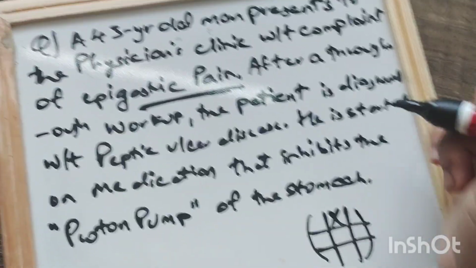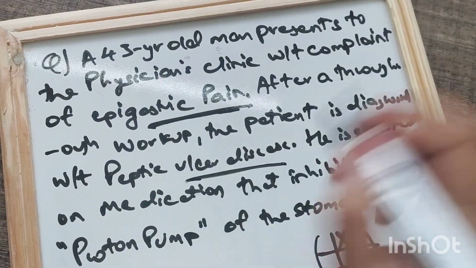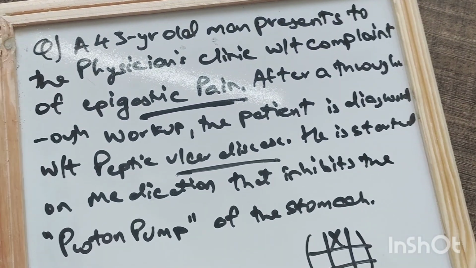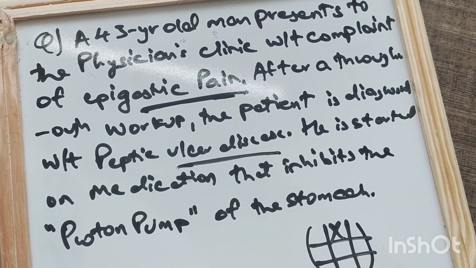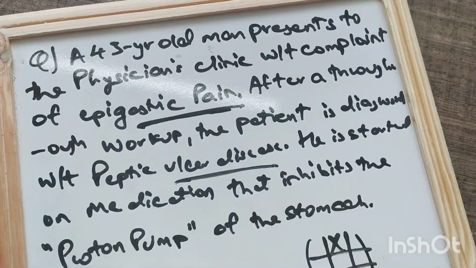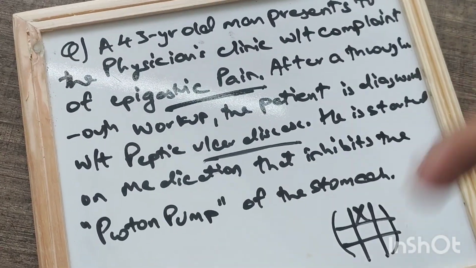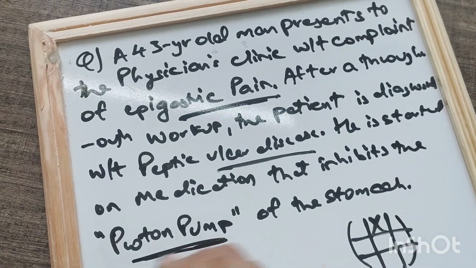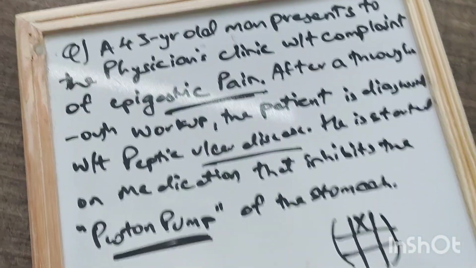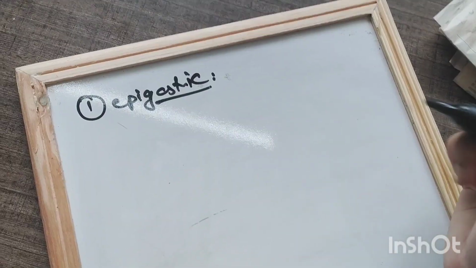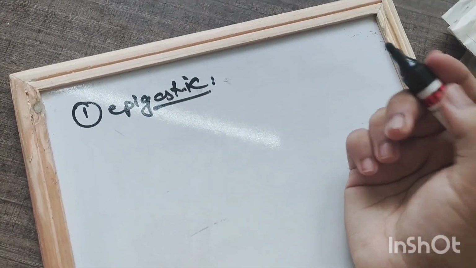So the patient is diagnosed with peptic ulcer disease. There may be many causes of peptic ulcer which I will discuss. He is now started on medication that inhibits the proton pump of the stomach. Proton pump, this also we have to focus on, and I will discuss it further. Important keyword was epigastric.